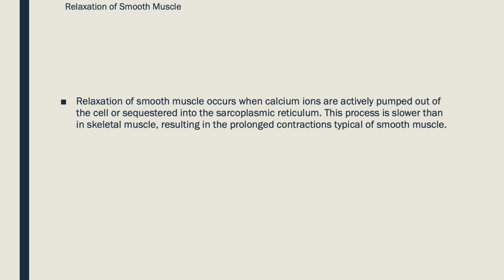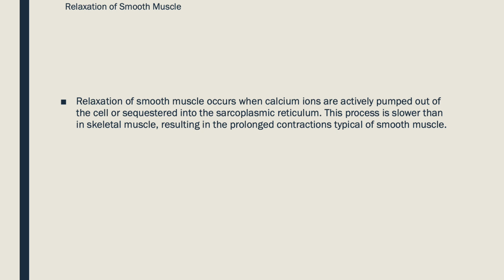So, the process of smooth muscle relaxation is slower than that of skeletal muscle due to that slower calcium reuptake and that longer duration of cross-bridge detachment. This slower relaxation is characteristic of smooth muscle function. This allows for prolonged contractions that are essential for maintaining blood vessel tone, and think about peristalsis as well.